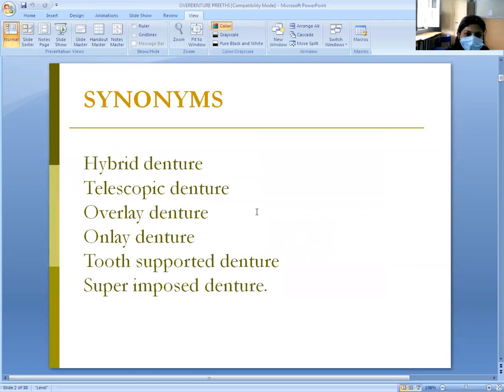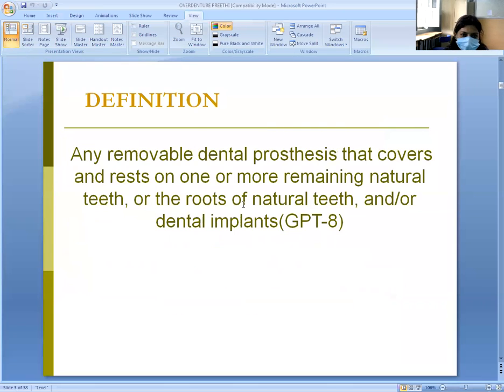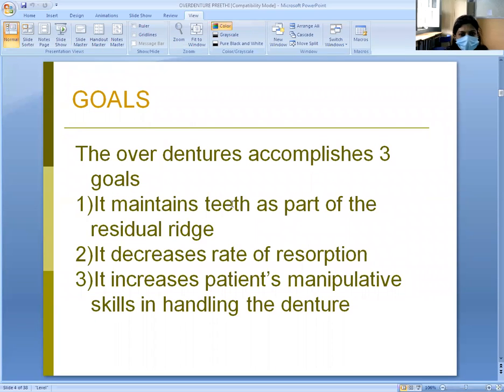Overdenture is also known as hybrid denture, telescopic denture, overlay denture, onlay denture, superimposed denture, tooth supported overdenture, and implant supported overdenture. Definition: any removable dental prosthesis that covers and rests on one or more remaining natural teeth or roots of natural teeth and/or dental implants. When it is supported by dental implants, it is called an implant supported overdenture.